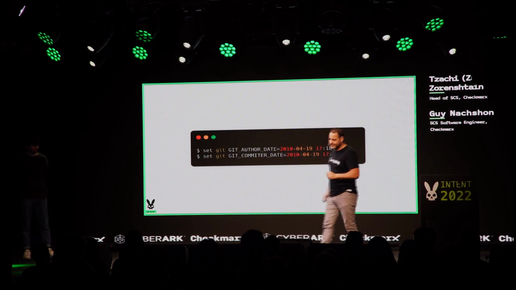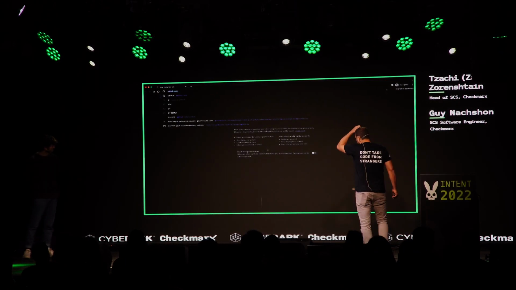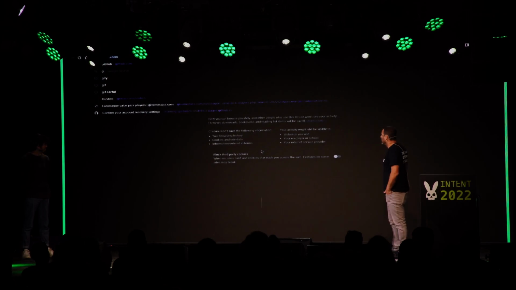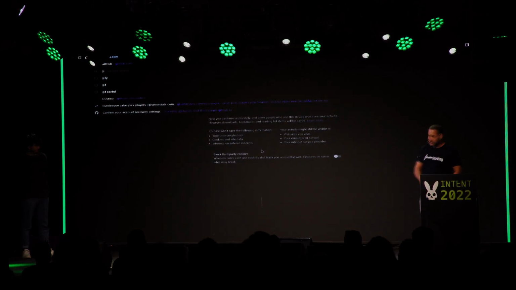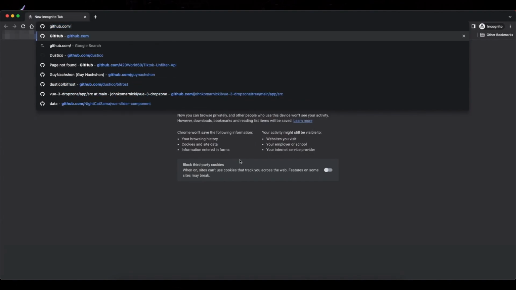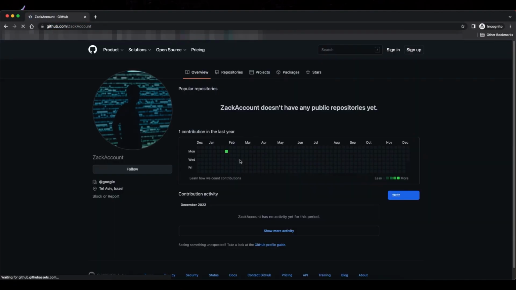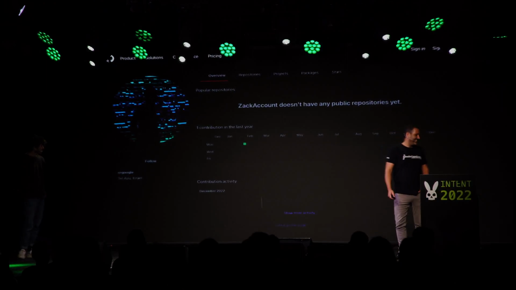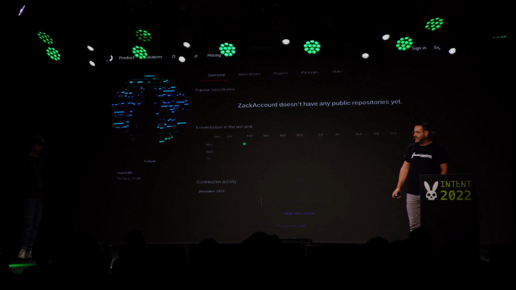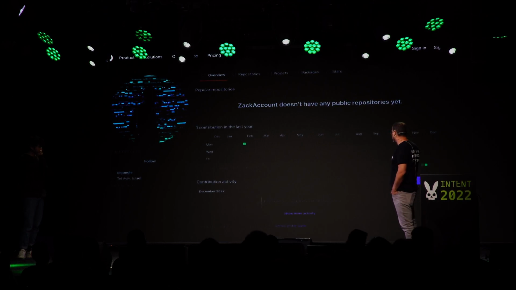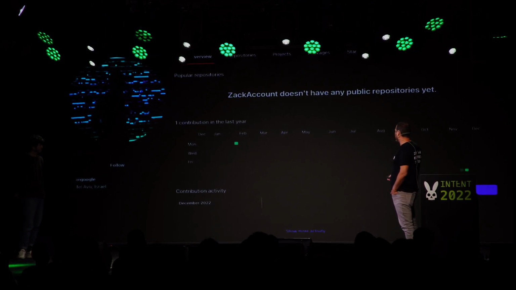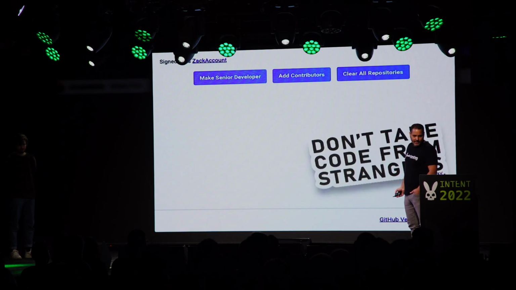Let me show you. Let's go into our demo. We have an account on GitHub, Zach's account. You can see that Zach is inactive. We don't see a lot of activity. The black one is a bit problematic to see.